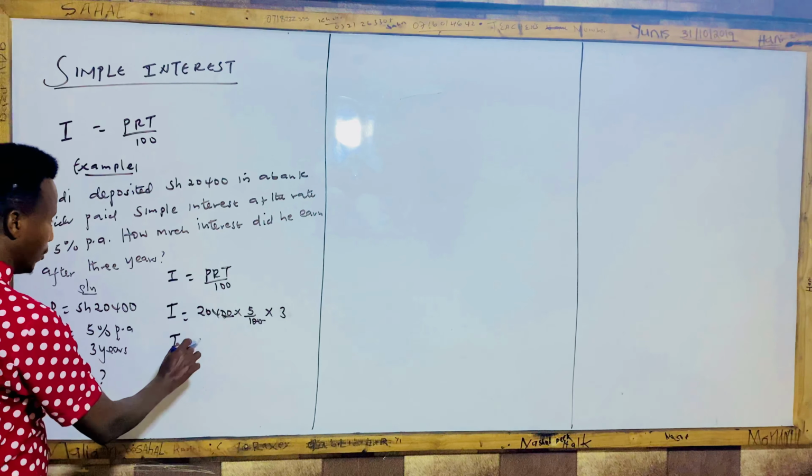Then in our next example, you're going to see how to get a principal, or money borrowed. Let's see that. This is our example two. Look at this question. You're told, Otieno borrowed some money from a bank at simple interest.